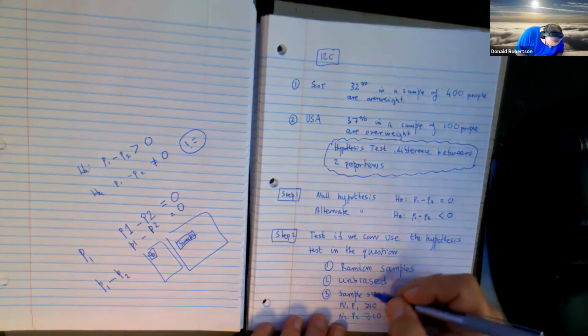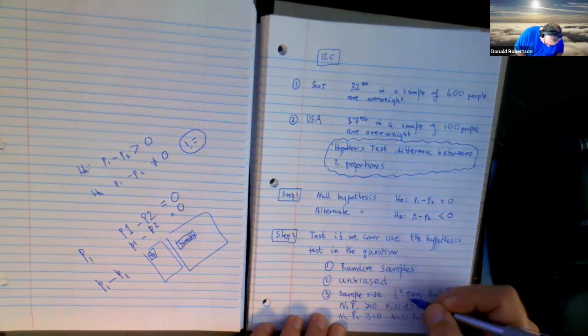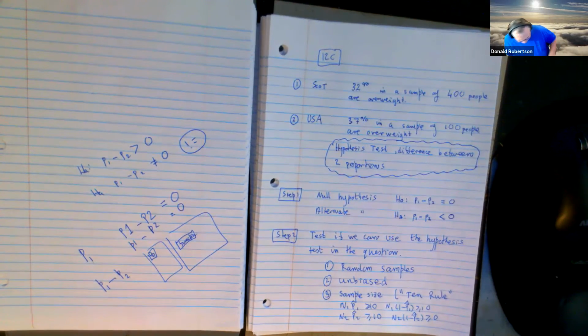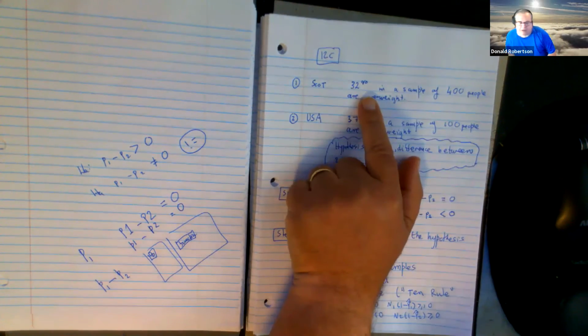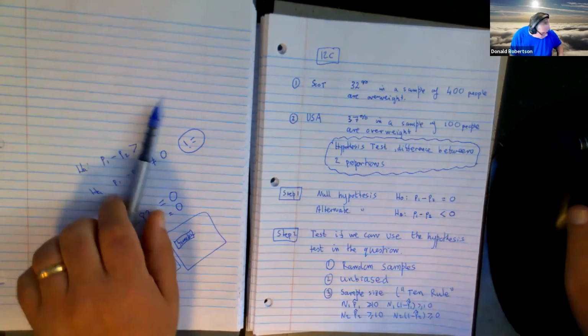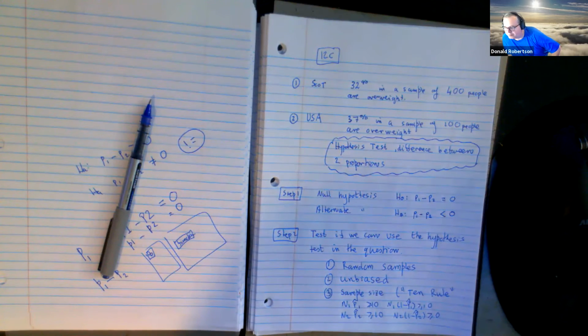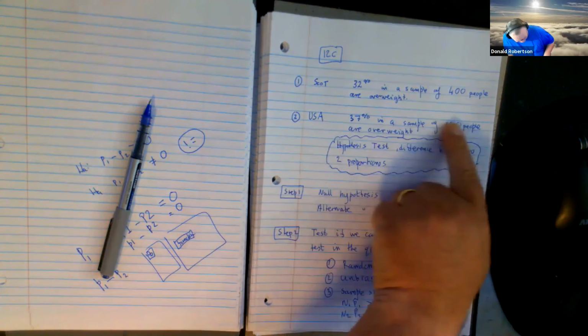And technically I should be putting hats on these because we don't know the true values, right? So in this story here, if you do a quick calculation, would you agree that 32% of 400 people is definitely bigger than 10 people? It's more than 10. Would you also agree the ones that aren't overweight, which is the other 68%, is also more than 10? And the same is true for this population.